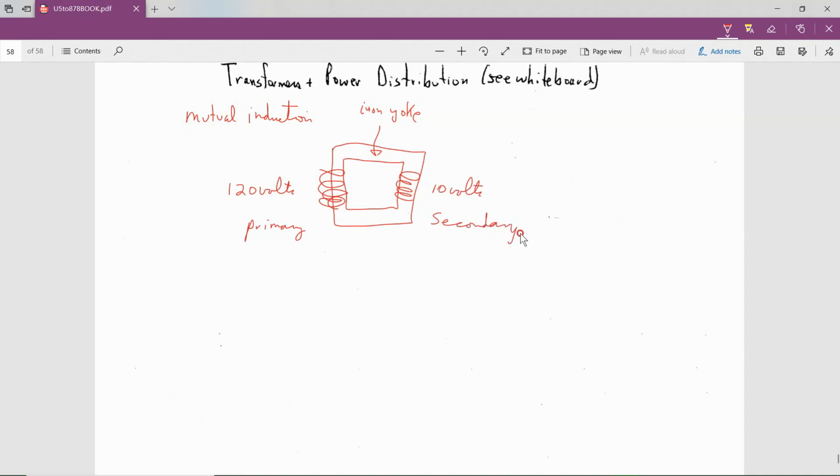Now this will annoy the heck out of you, but guess what letter we use for primary? Capital P. For secondary, capital S. And you want the number of coils to be different. There's two kinds of transformers, a step up where the voltage increases, so the voltage goes up, and the one I've drawn here is a step down transformer, so the voltage goes down.